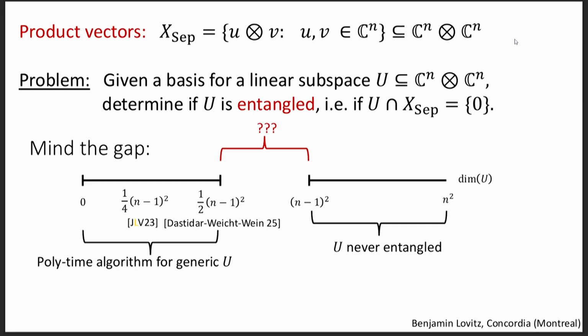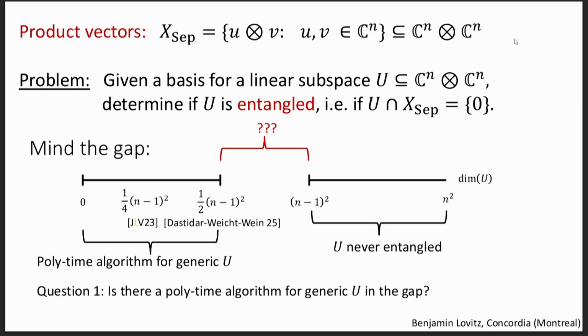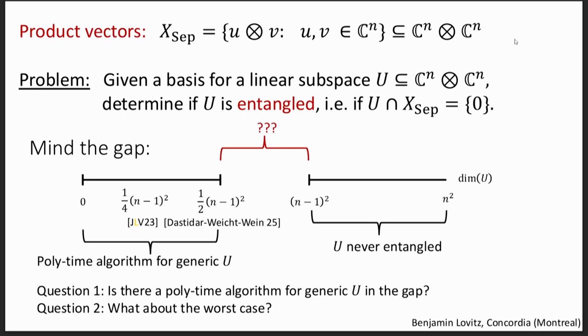So what happens in between? This is what this work is addressing. Question 1: is there a polynomial time algorithm for generic subspaces in the gap? And question 2: what about the worst case? It's an NP-hard problem, but can we come up with an algorithm that maybe just has exponential scaling?